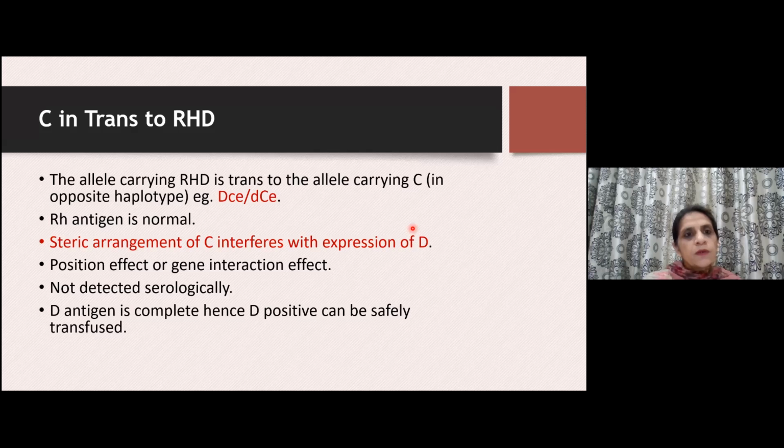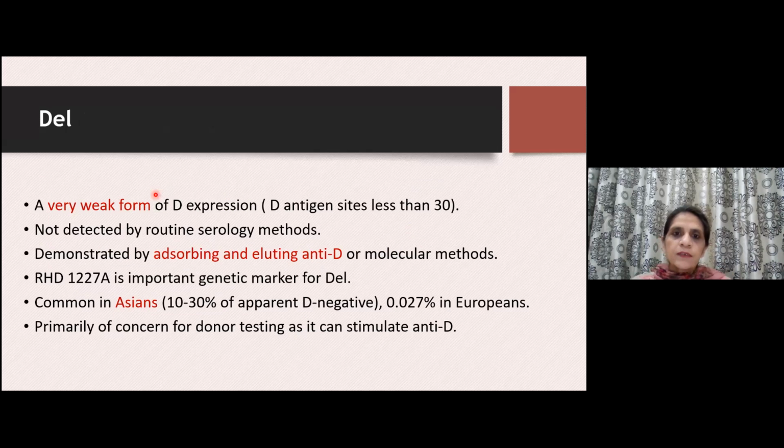Now, another important variant is the DEL variant, which is very important for Asians because it is a very weak form of D expression. While other variants have a few thousand to even a good number of antigenic sites, the D antigenic sites in the DEL variant are reported to be even less than 30. So these are definitely not detected by routine serology methods, and they need to be demonstrated by adsorbing and eluting anti-D, or we need molecular methods to differentiate the different DEL variants.